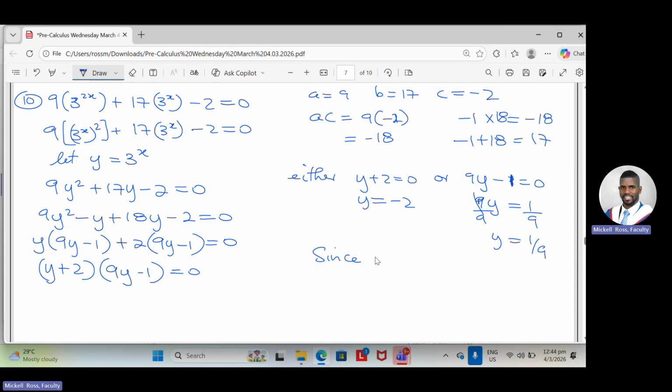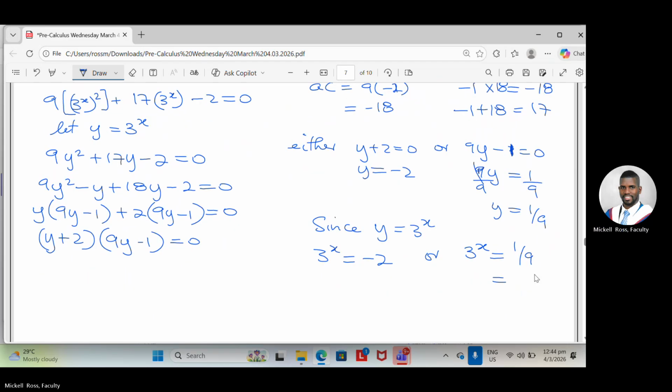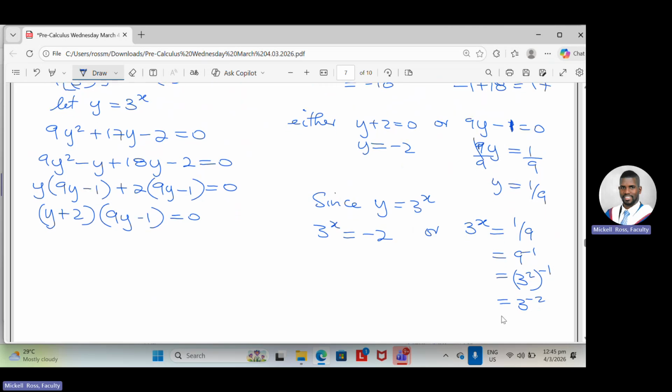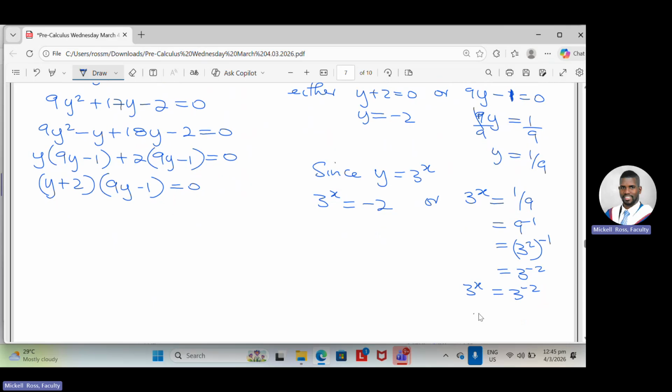So since y is equal to 3 to the x, that means 3 to the x is equal to negative 2, or 3 to the x is equal to 1 over 9. Let's look at this one. This is 9 to the negative 1, which is the same thing as 3 squared to the negative 1, which is 3 to the negative 2. So that means 3 to the x is equal to 3 to the negative 2. So x is equal to negative 2. This one here has no solution.